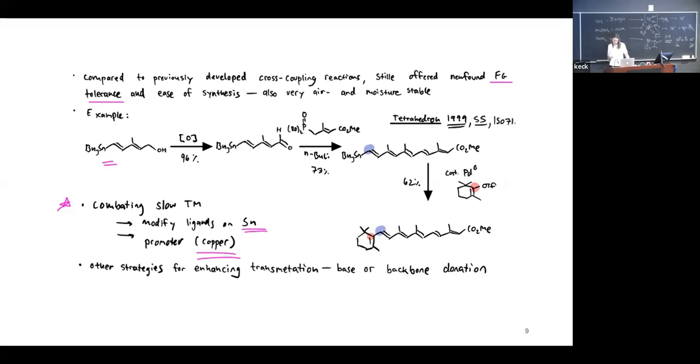So we'll talk a little bit about the transmetalation and how to facilitate faster transmetalation, because the transmetalation between tin and palladium is actually quite slow. So there's been work done here to try and facilitate that. You can modify the ligands on tin, or you can add copper. What's going to happen is copper is going to pick up the organo component, and then it's going to transmetalate to palladium, and that transmetalation is more facile.